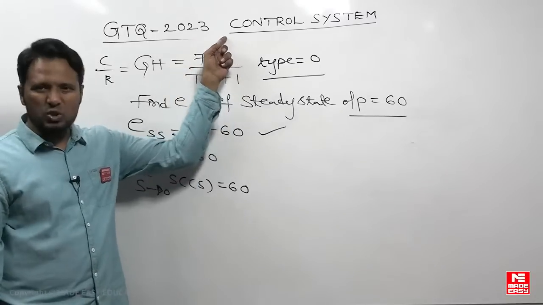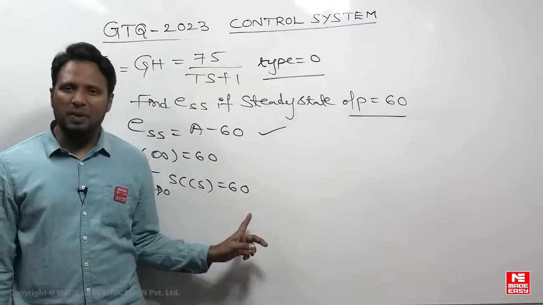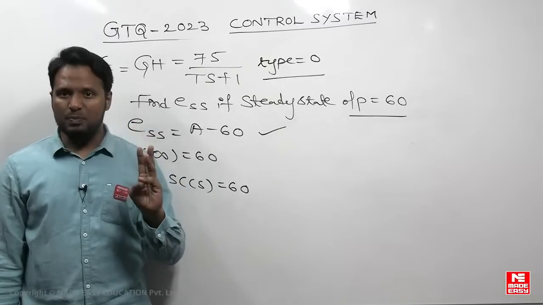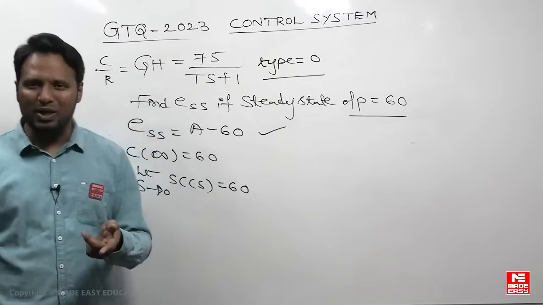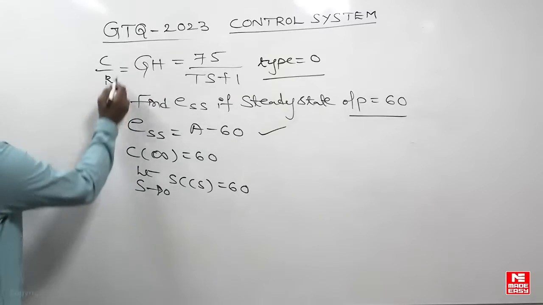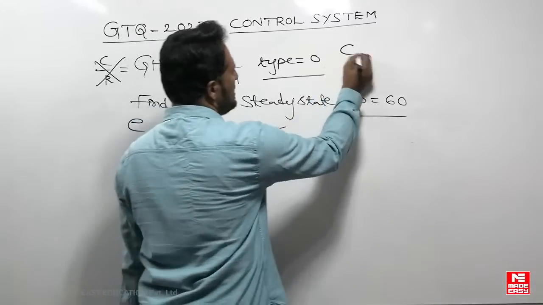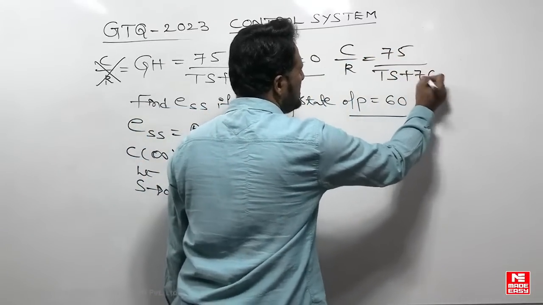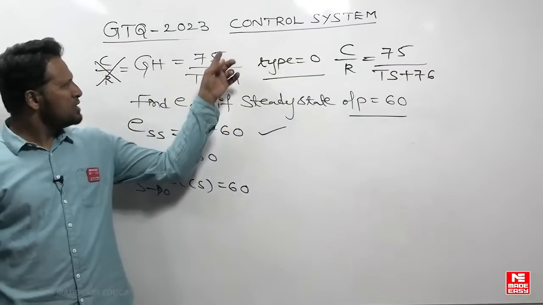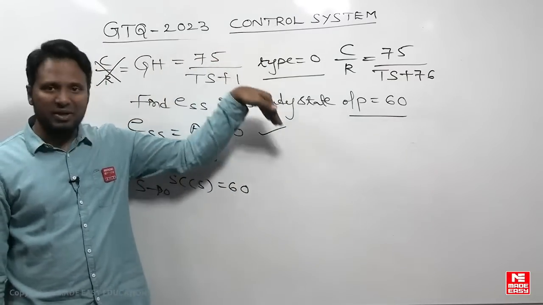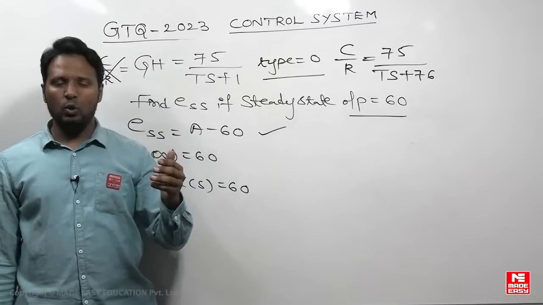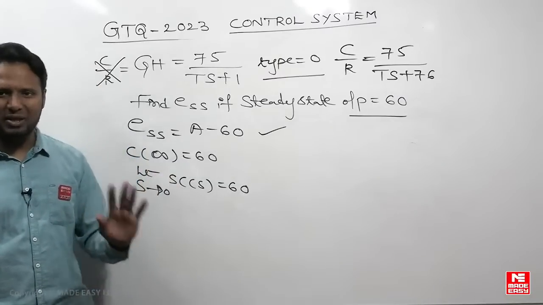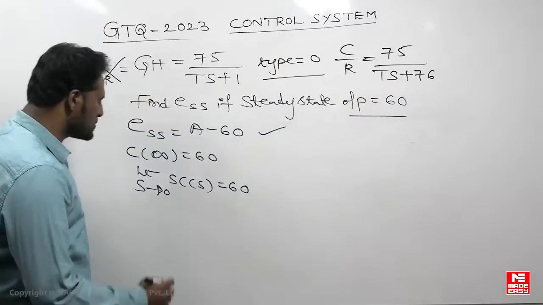This is the open loop transfer function. If you are dealing with the response value, you should have the closed loop transfer function. तो अगर आप response से deal कर रहे हो, it should be closed loop transfer function. So, ये नहीं है C by R. गलत. C by R is 75 upon Ts plus 76, that is 75 by Ts plus 1 plus 75. From closed loop to get open loop, subtract numerator from the denominator. From open loop to get closed loop, add numerator with the denominator. So this will be the closed loop transfer function.